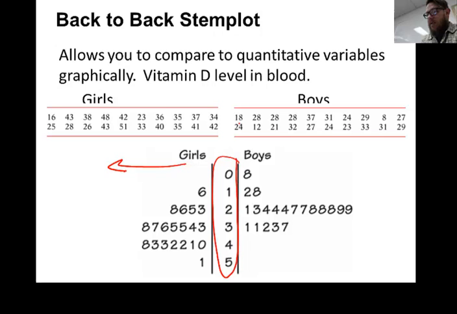The boys we make on the other side. So the boys we're going to make out to the right. We start with the number 8 here. That's our first one. So 0, 8. Then we've got a 12 and an 18 and so on. So from this we see a visual comparison of vitamin D level in blood comparing girls and boys. We can see that on the whole, the girls seem to have higher levels of vitamin D in their blood than the boys do.